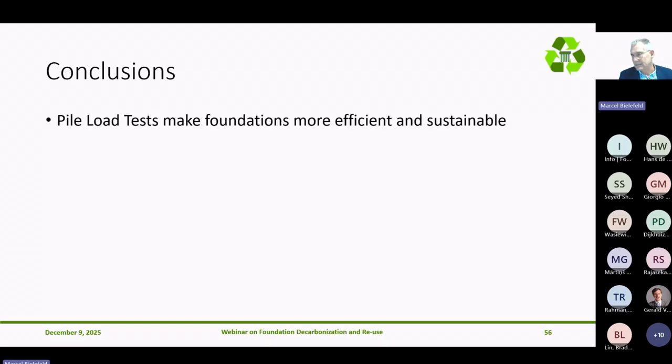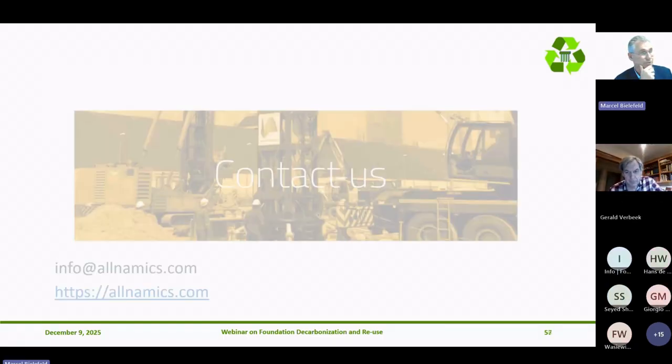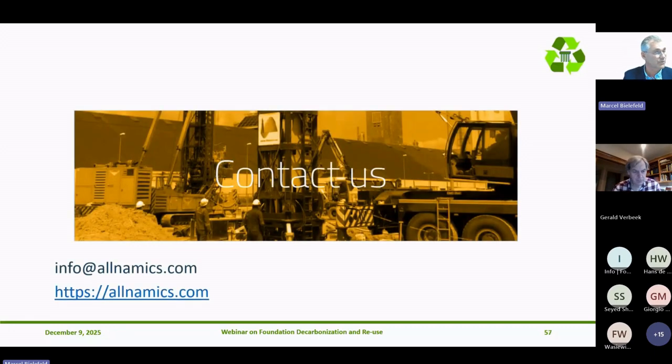So, that's the end of my contribution for this afternoon, morning or evening, wherever you are: pile load tests make foundations more efficient and sustainable, not only for reuse conditions, but also for new foundations. Well, this is my contribution for today. I'm looking forward to reactions from your side or questions, but first I give the word to Gerald.